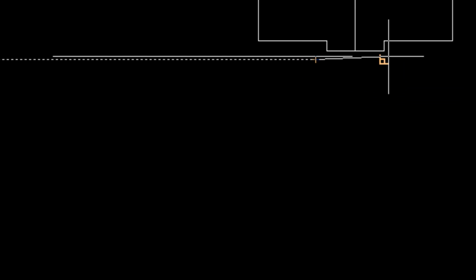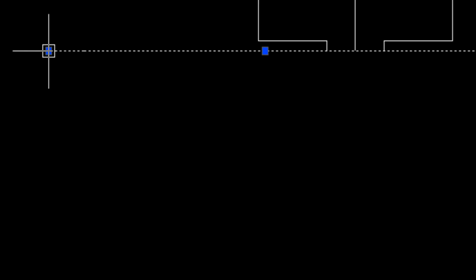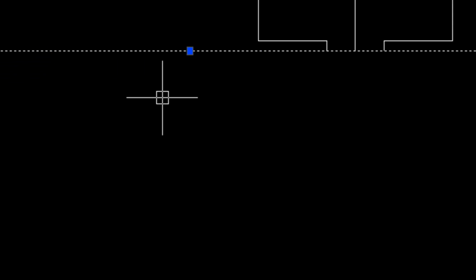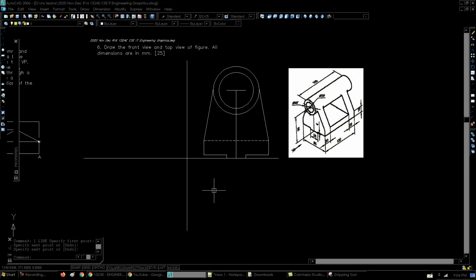So you will have to draw this on the right side, because this is a left side view. It's going to be on the right side, and the space for the front view is going to be left on the left side of this diagram. So this is the side view. Now we can start projecting this to get the other view, that's the front view. Let us start doing that.